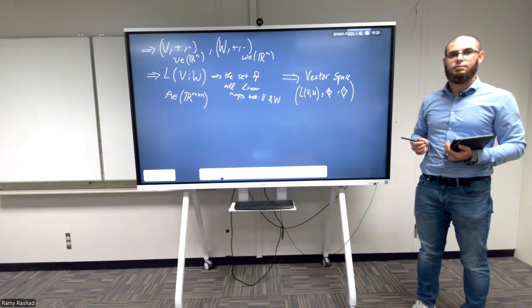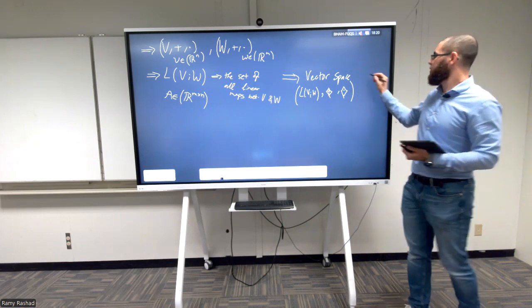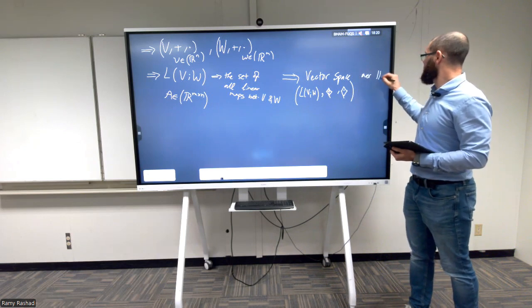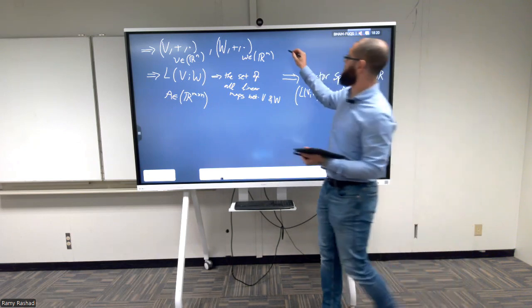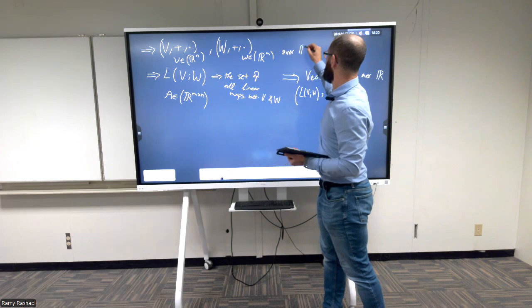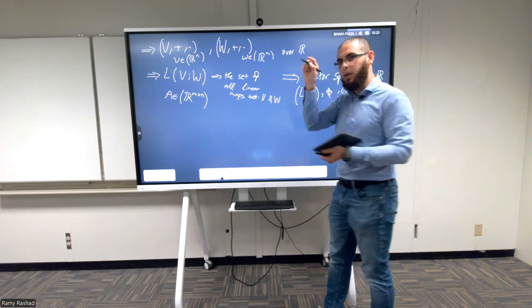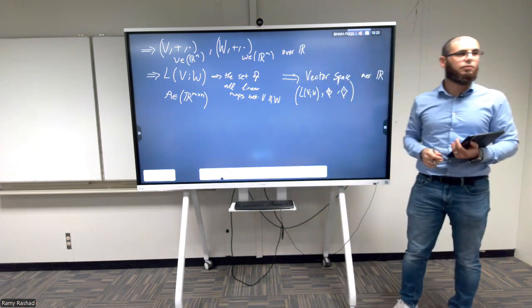Over the field R. Okay, over R. And this is a vector space over R. Yes. And by R, I mean the plus and the times that you are all familiar with.